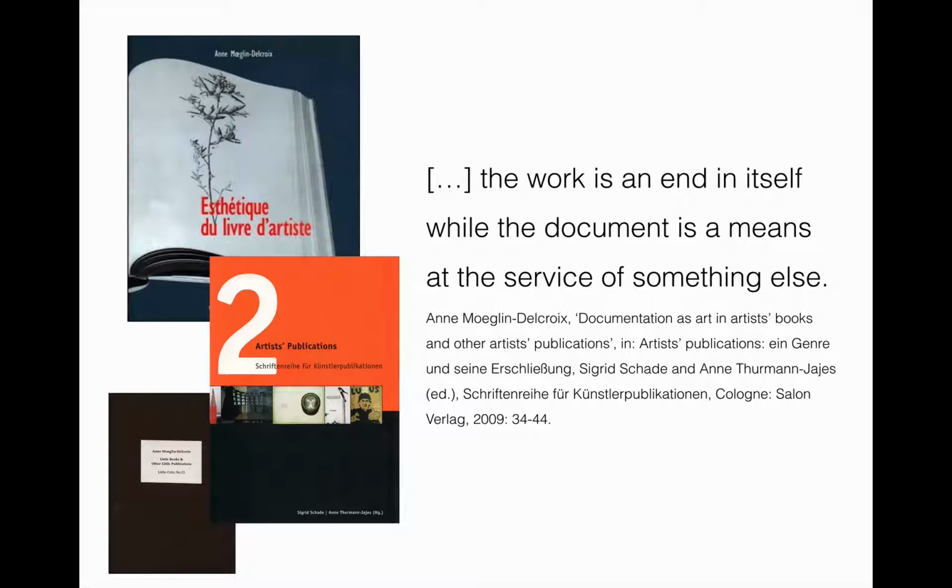French art historian Anne-Moeglin Delcroix, who wrote this massive book on artist books that you see on the left, Esthétique du livre d'artiste, you probably know that. She wrote, "The work is an end in itself, while the document is a means at the service of something else." So in other words, the work, and here I'm talking about the artist's book, is autonomous, it's self-sufficient, it doesn't need to do anything. The catalog, however, is usually considered a document and at the service of something else. It has to perform a task, it has a function.